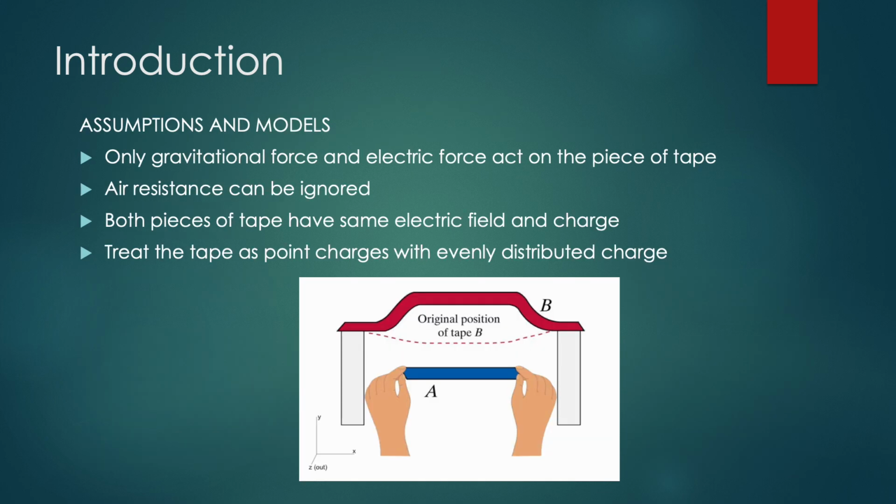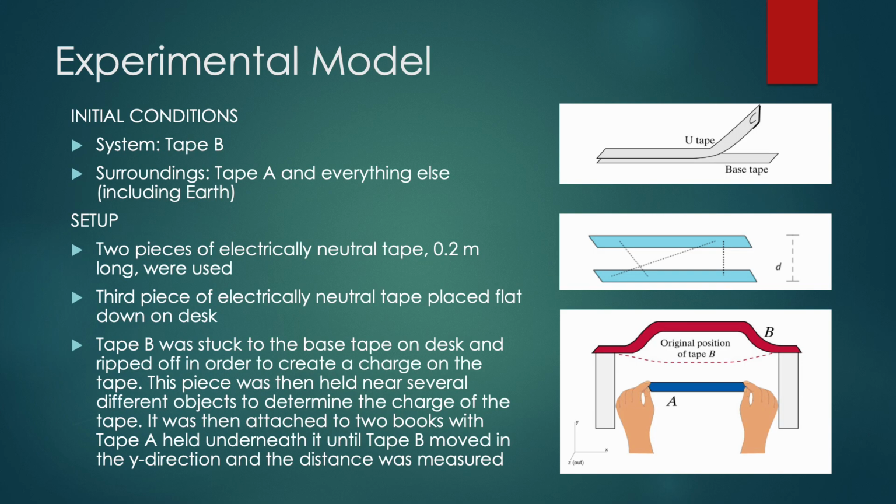For some more assumptions and models, we assume that only gravitational force and electric force act on the piece of tape. Air resistance can be ignored, and both pieces of tape have the same electric field and charge. We also treated the tape as a point charge with evenly distributed charge, as talked about earlier. For the experimental model, some initial conditions were that the system is tape B and the surroundings are tape A and everything else in the room.